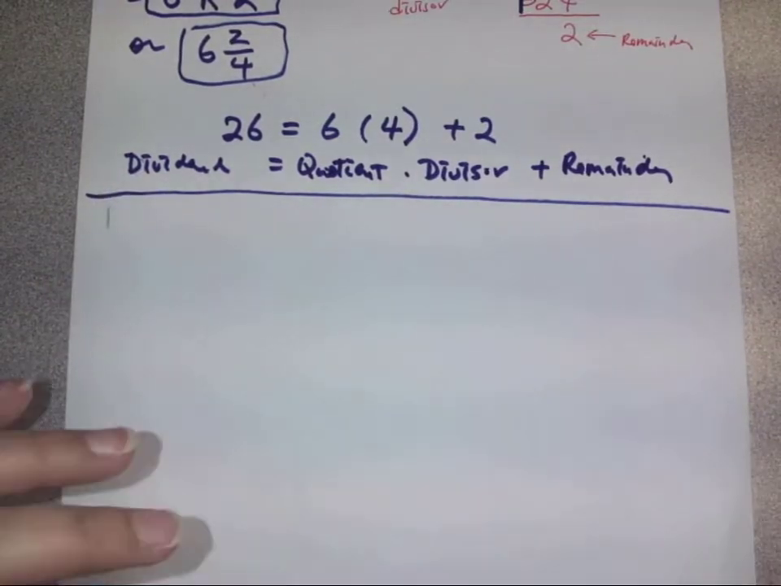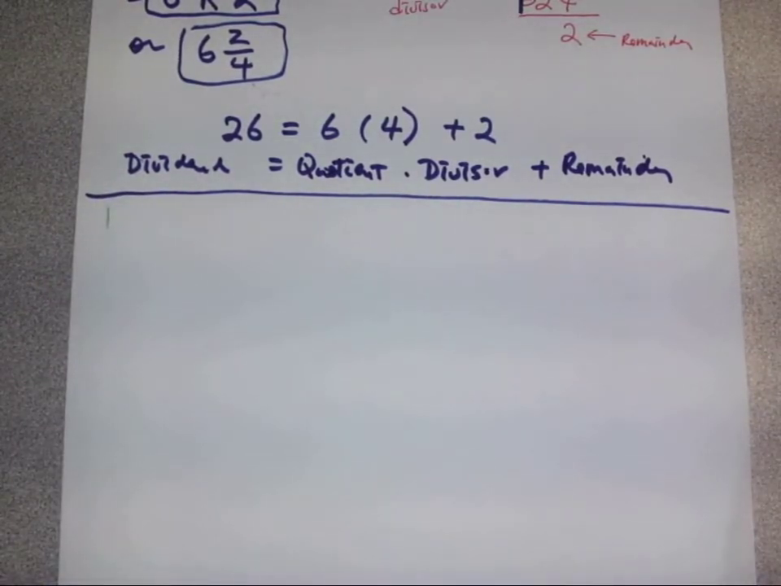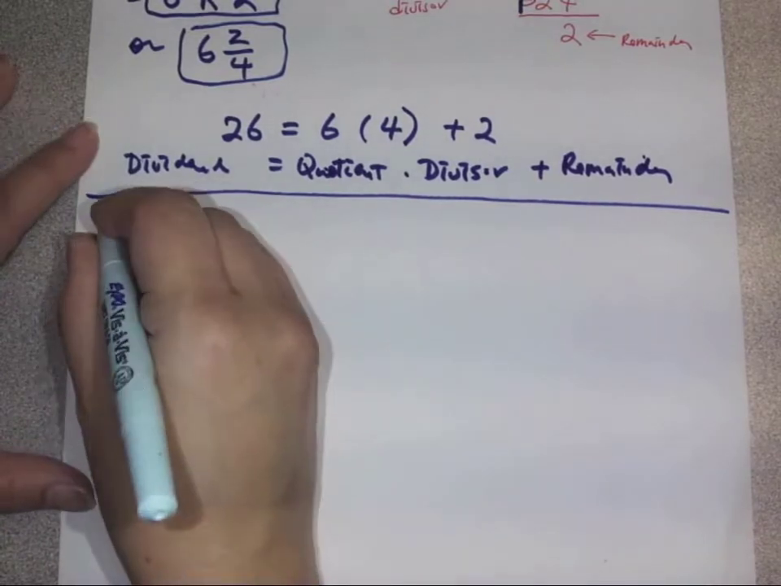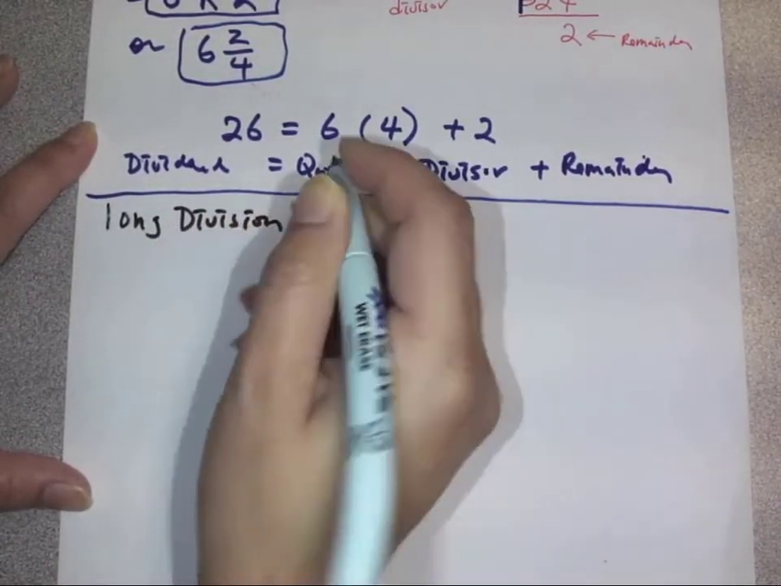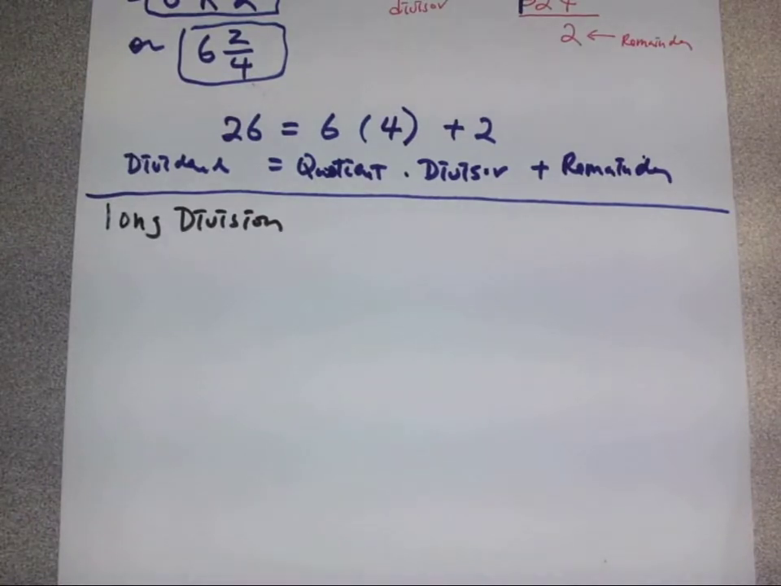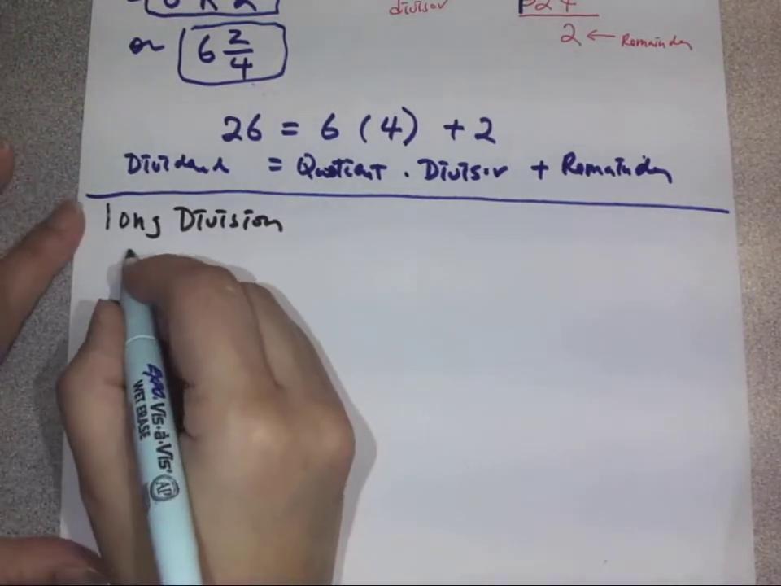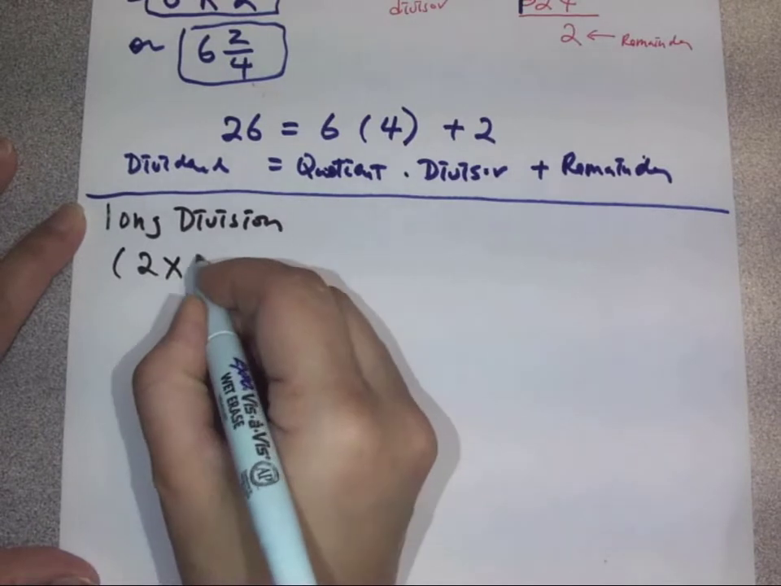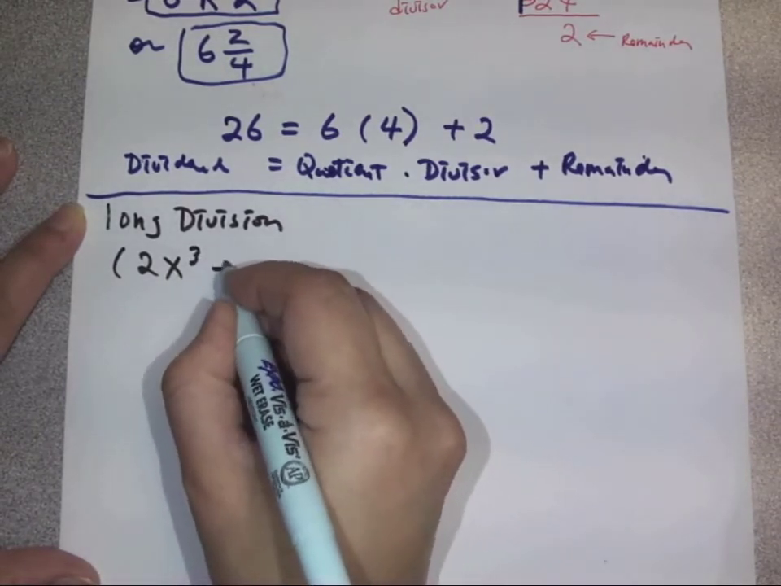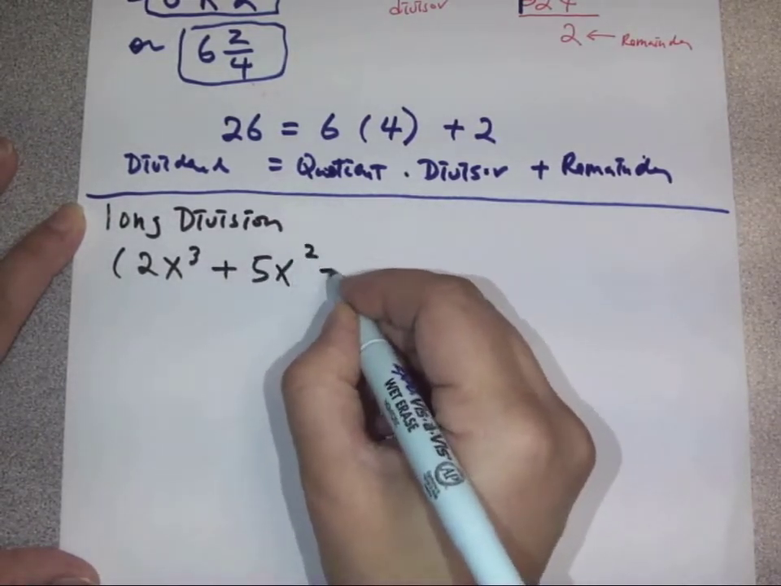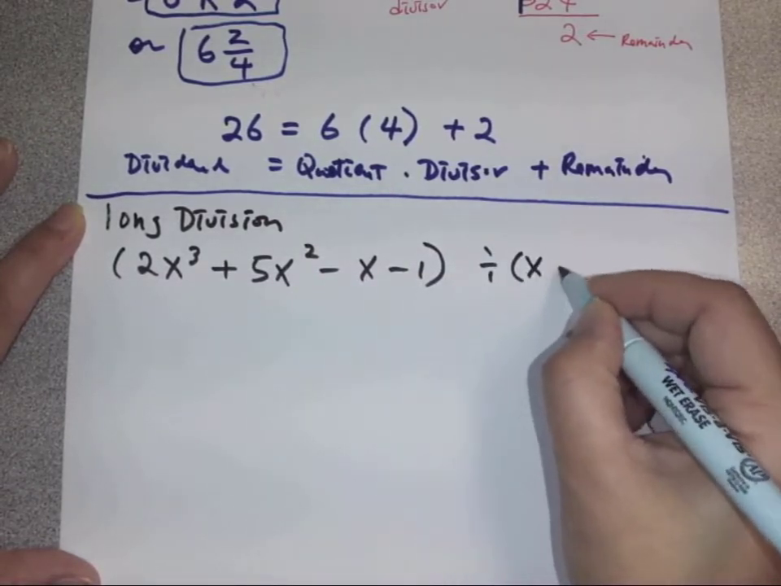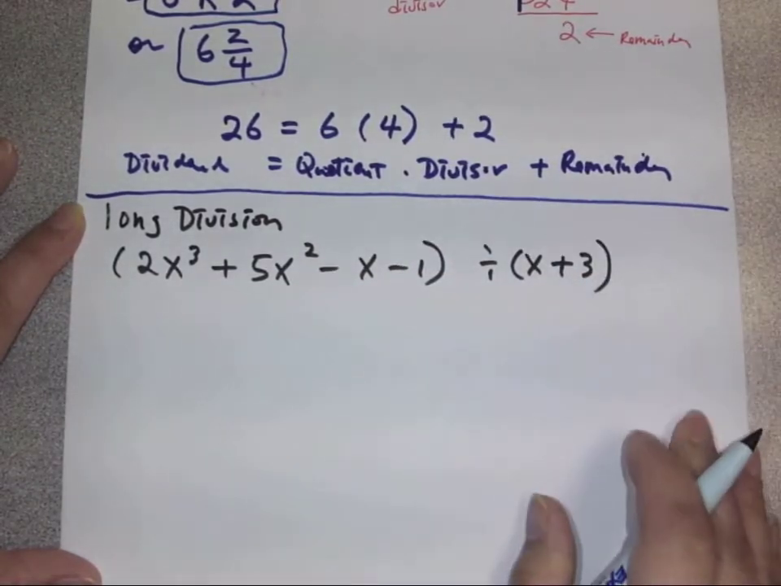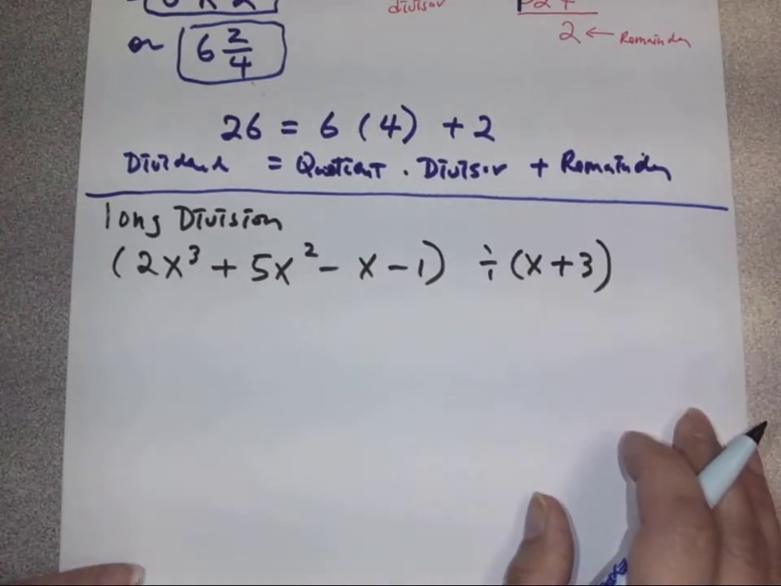But for extra credit, it's not going to be this one. So sorry, it's going to be long division with polynomials. Let me get you an easier one today with no remainder first. It's going to be 2x cubed plus 5x squared minus x minus 1, divided by x plus 3. But it's the same concept.